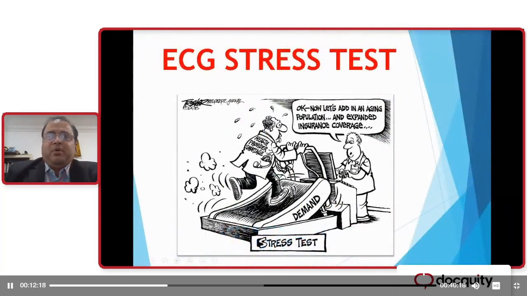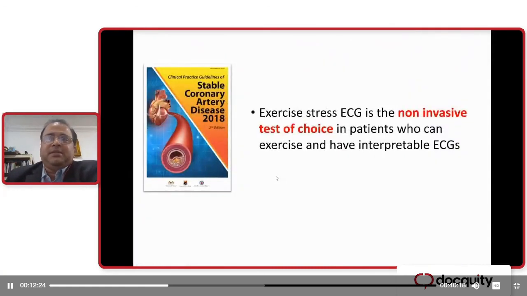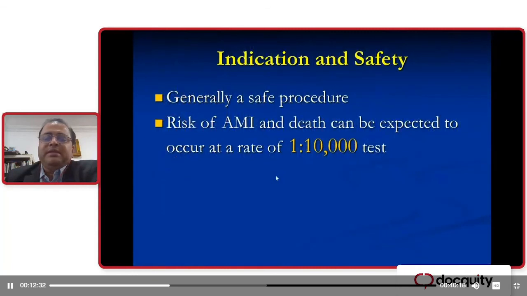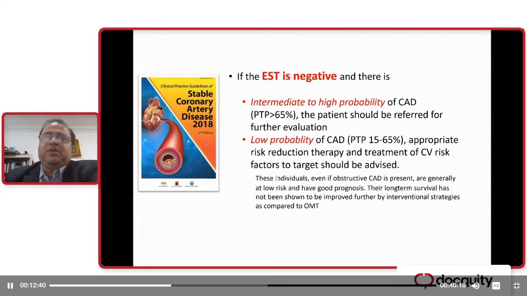So I will concentrate a bit more on the ECG stress test. I think it's available in most places. So exercise stress test is the non-invasive test of choice in patients who can exercise and have interpretable ECGs. So you have to be very clear on that. It is a safe test. The risk of anything bad happening is 1 in 10,000, but as I mentioned, it's never zero. So if your stress test is negative but there's an intermediate to high probability of CAD, so your pre-test probability is more than 65%, somebody who has diabetes, hypertension, dyslipidemia, you might consider re-evaluating him further, especially if he is symptomatic.